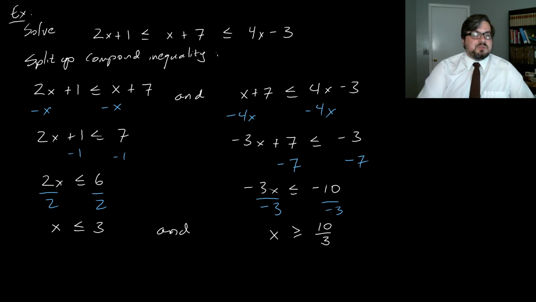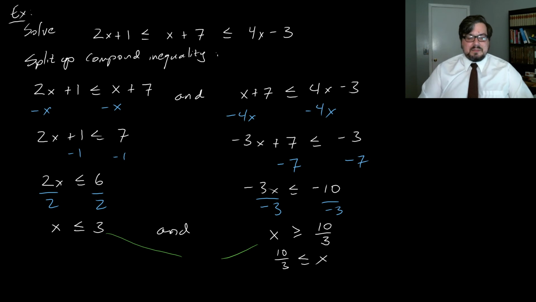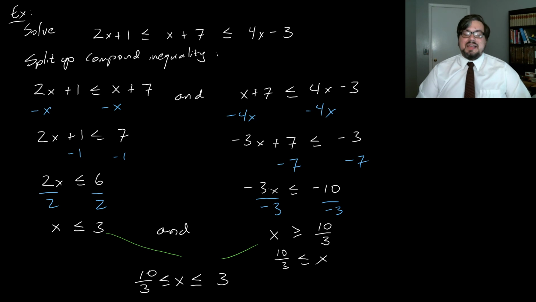Now in this case, we were able to combine these together. We can flip the second inequality here to say that 10/3 is less than or equal to x. And now if we combine these two together, we can write down a new compound inequality. We can write 10/3 is less than or equal to x, and x is less than or equal to 3. And that gives us a compound inequality of the solution of the same kind that we had before.